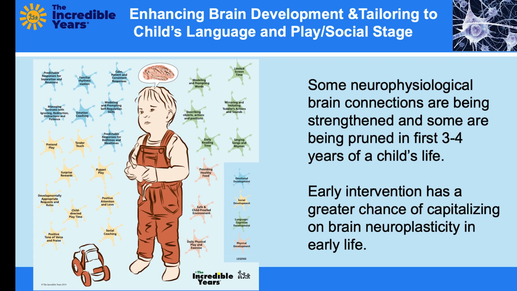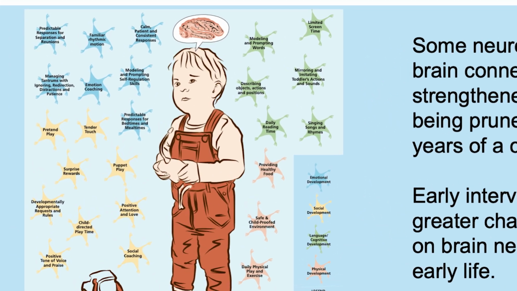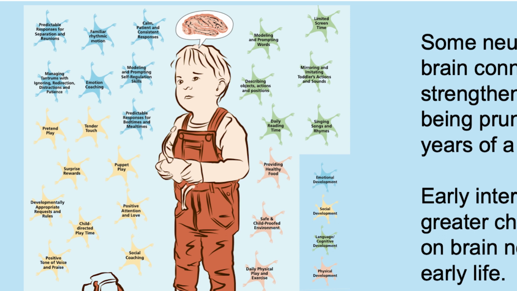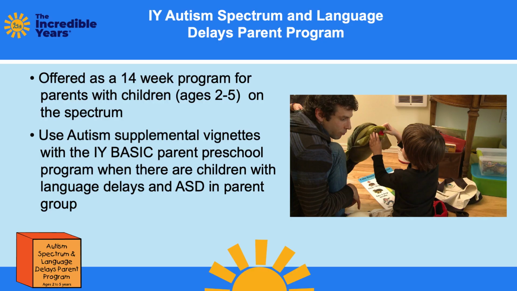You'll see this picture here of this little boy, and I know you can't see the little neurons, but the little neurons on this poster, the blue ones are things you can do for emotional development, the yellow ones for social, the green ones for language, pinkish ones for physical, and so on. And this is something that we work on with parents and with teachers. The program itself is offered as a 14-week program for 2 hours once a week in a group.